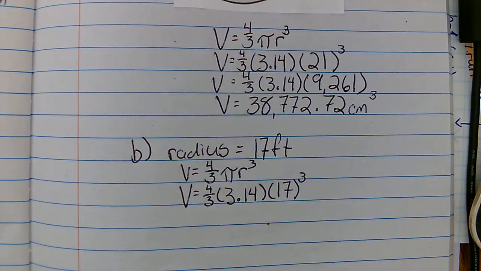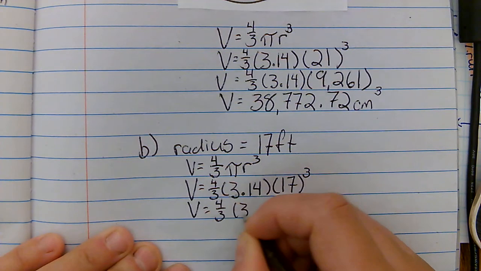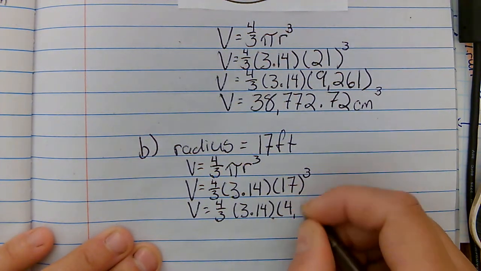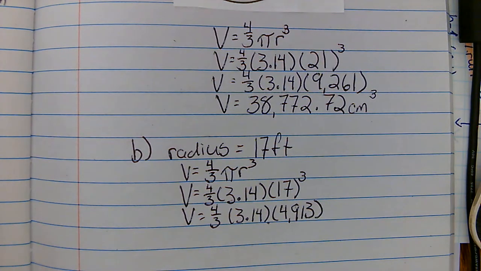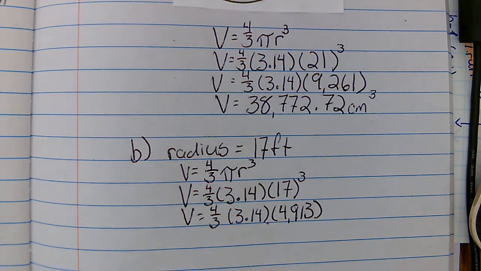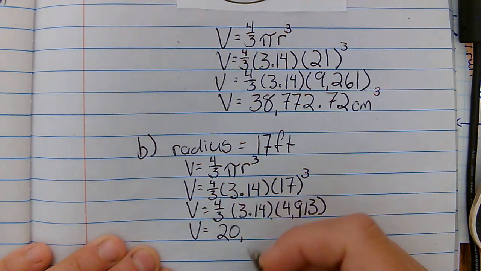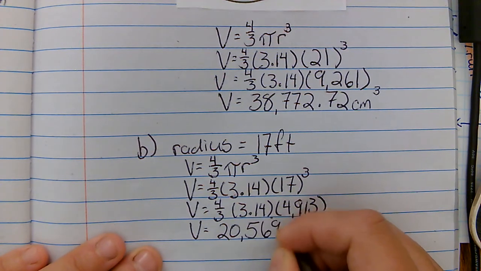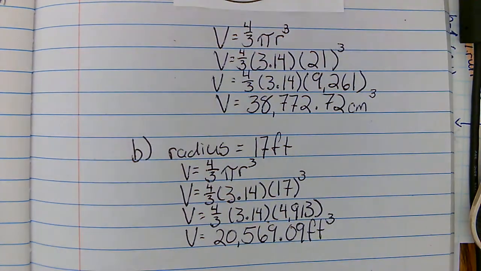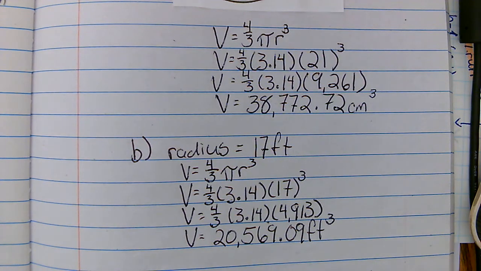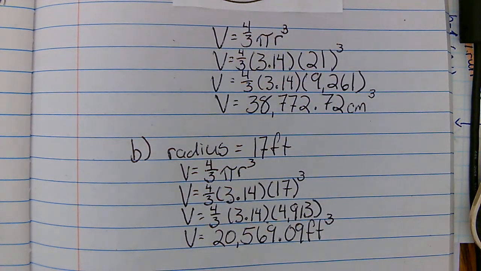I'm going to go ahead and plug in 17 cubed into my calculator. So volume equals 4 thirds, 3.14 times 4,913. And I'm going to plug all of this into my calculator. So 4,913 times 3.14 times 4 thirds. Whoa. So volume is going to equal 20,569. And I'm going to round to the nearest hundredth. And 9 hundredths feet cubed. You can see how big our volume gets for our spheres, because once you have to cube this number, it gets huge.